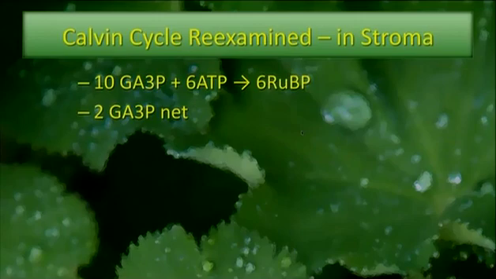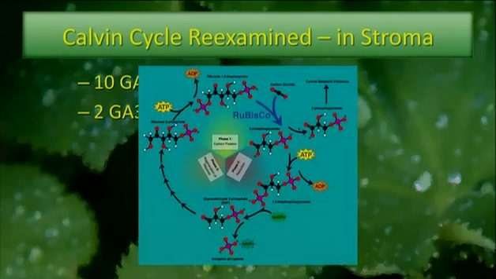So that regenerates RuBP, and then this G3P is used to form glucose or starch or cellulose, or lipids or amino acids. So this 3-carbon compound eventually goes off to do different kinds of metabolic pathways to actually form those compounds.